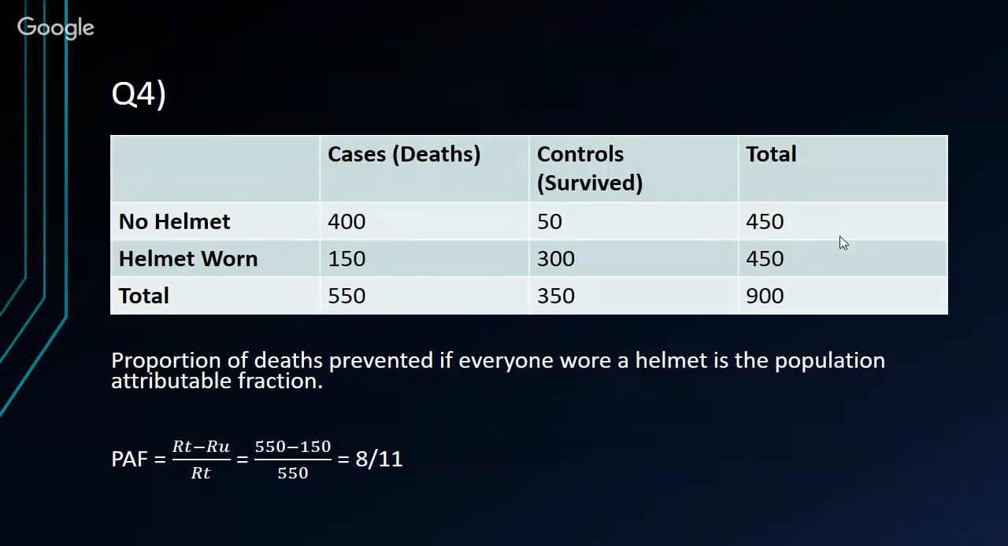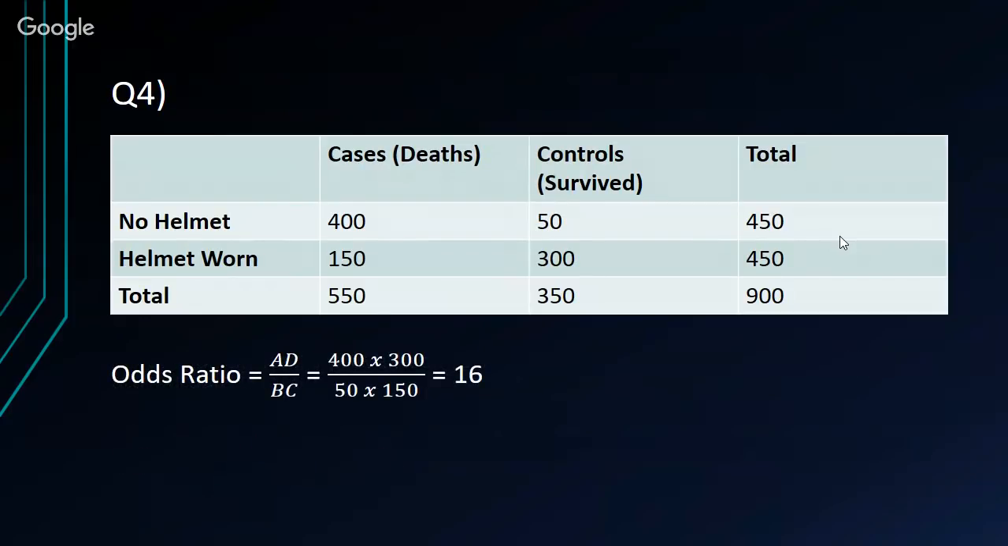So yeah, what he was talking about was the population attributable fraction, which is this. And the last one was the odds ratio. Does anyone want to offer up their answer? Okay, I'll offer up my answer. Did everyone get that? Is that straightforward? Hope so. Cool.